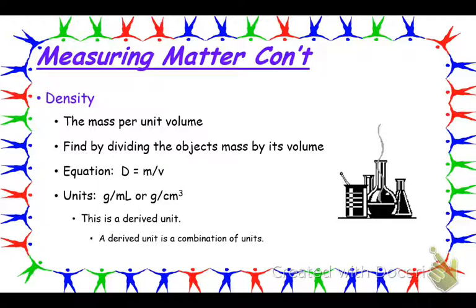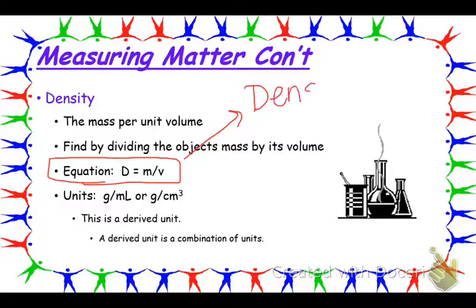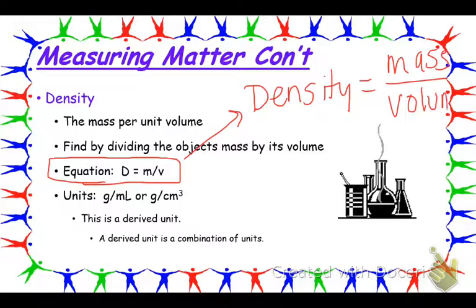If you want to find the density of an object, you use this equation right here, which just stands for the density of an object equals the mass of an object over the volume of an object. You can see that okay?